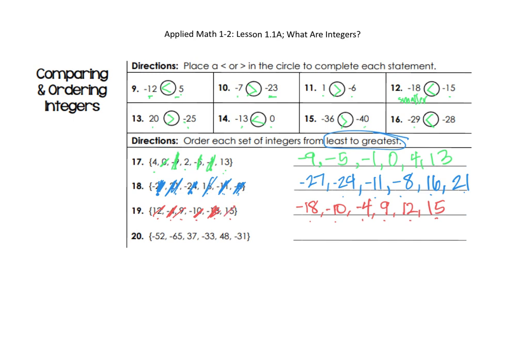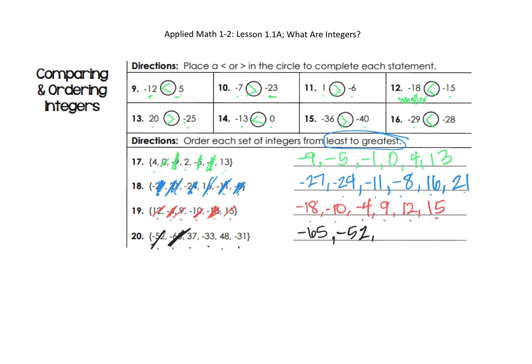All right, our last example here, we have lots of negatives. Negative 52, negative 65, 37, negative 33, 48, negative 31. Again, the smallest number is the largest negative number, which would be negative 65. Out of all those, it's the biggest negative number. It's the smallest, actually. And then our next biggest negative number is negative 52. So it was smaller than everything else.